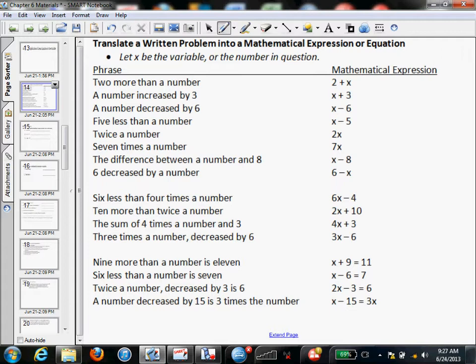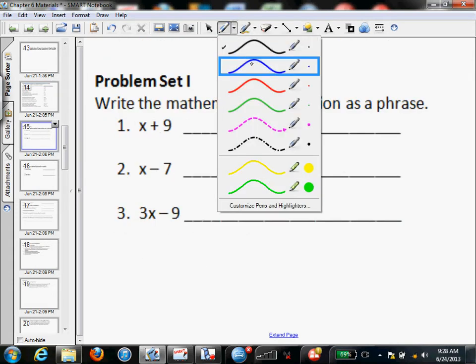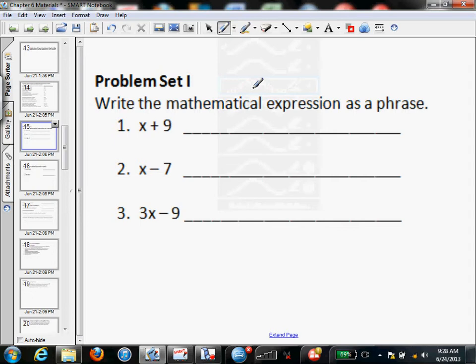So here are a number of ways you may see a phrase and how it can be translated into a mathematical expression. You can pause the video now to read more, or read in your textbook, or look in the chapter notes. So with problem set 1, we're asked to write the mathematical expression as a phrase. We have x plus 9.